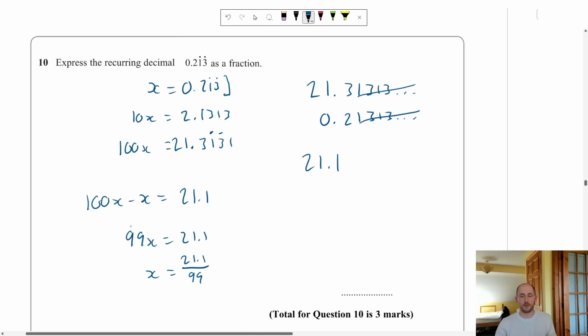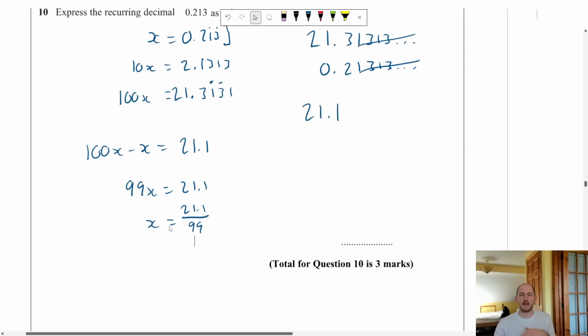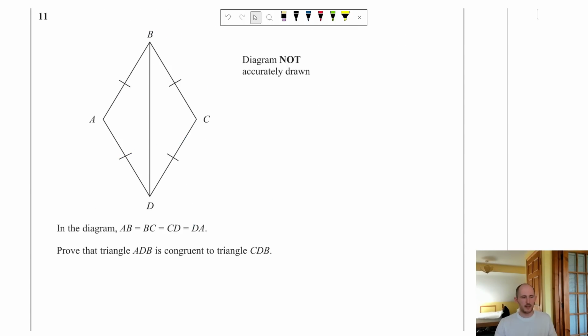And that's 2 of the 3 marks. Why? Because you cannot have decimals in a fraction. So we're going to times 10 times 10, and we get 211 over 990. That's our final answer. Again, get rid of the decimals. This might be the strangest question I've ever seen, because I can prove this in one step.